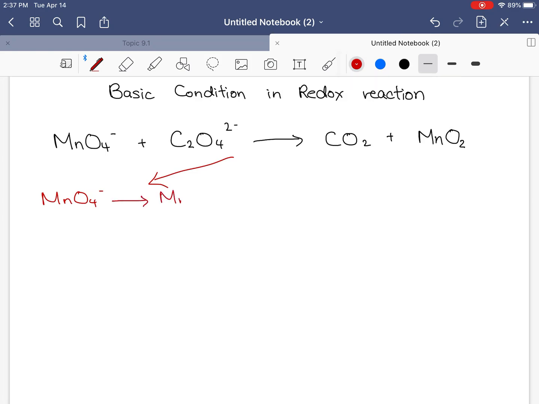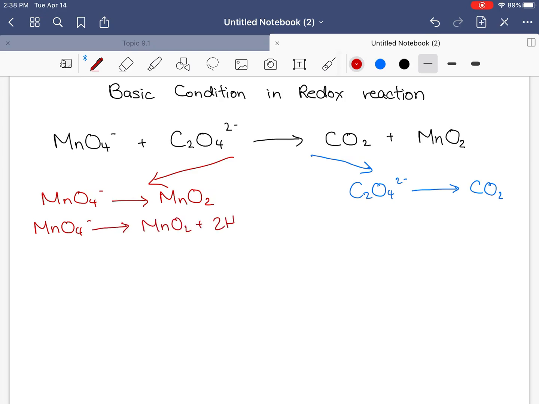So I'll have MnO4 becoming MnO2. I have on this side C2O4 becoming CO2. Just like what we've done before. All right, let's do this. So MnO4 becomes MnO2 plus 2 water, because we want to balance out the oxygen first. Then let's balance out the hydrogen.